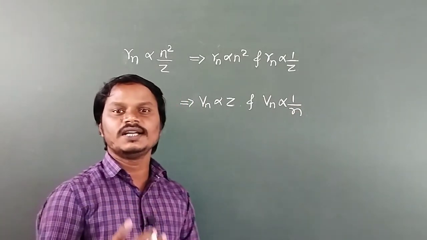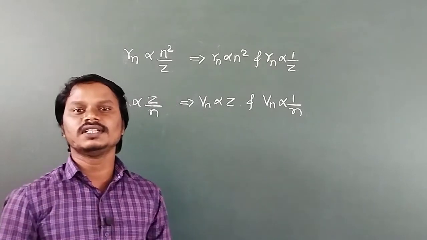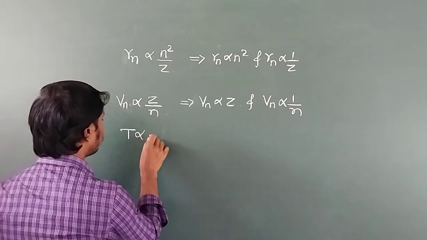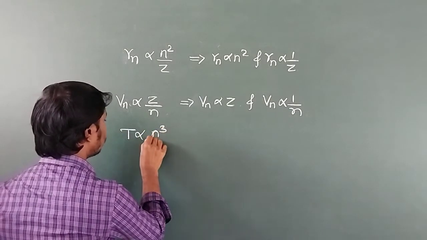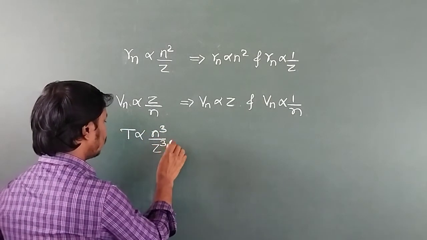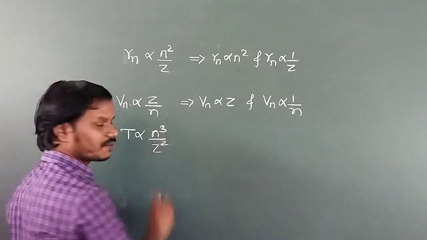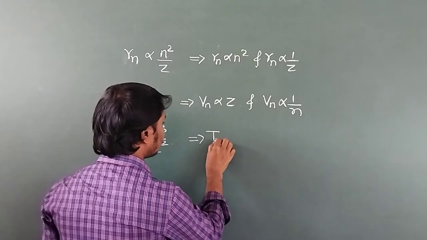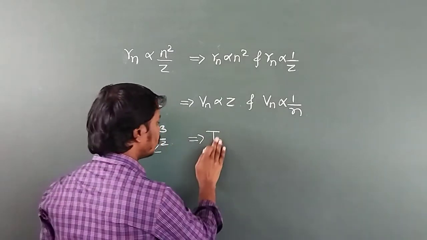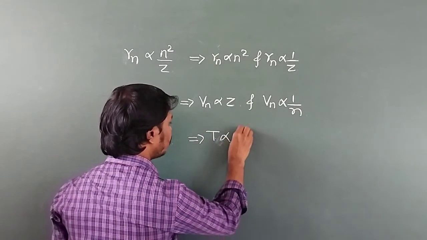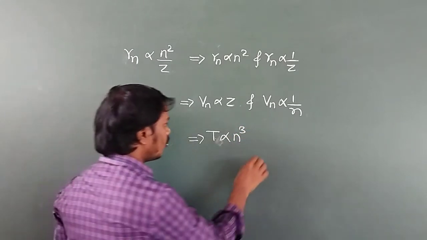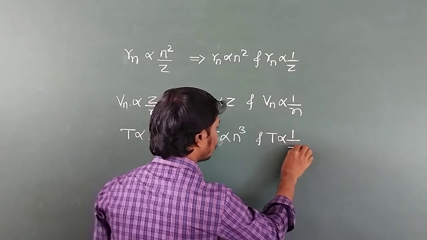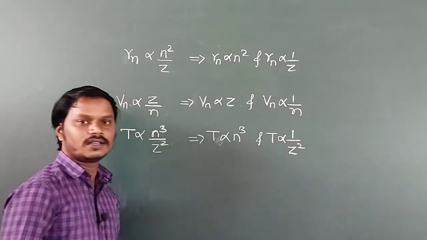Next one, the time period of revolution of an electron in the nth orbit. So that time period is directly proportional to n cube and inversely proportional to Z square. Now see here, the time period is directly proportional to the cube of principal quantum number and inversely proportional to the square of atomic number.